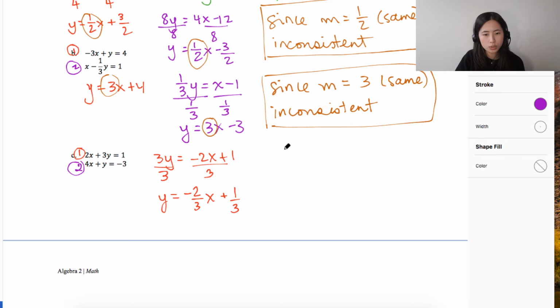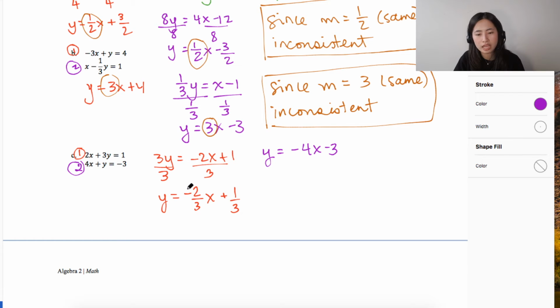Okay, equation 2, we have 4x plus y, so this is y is equal to negative 4x minus 3, right? As you can see, we have negative 4 over here. So the slope isn't the same, so maybe we can actually find the point of intersection, because that's what intersecting lines really have. They have a common point of intersection.